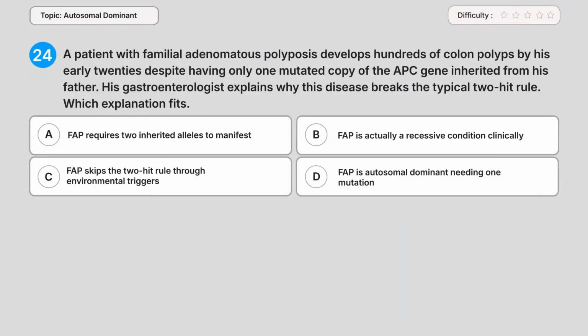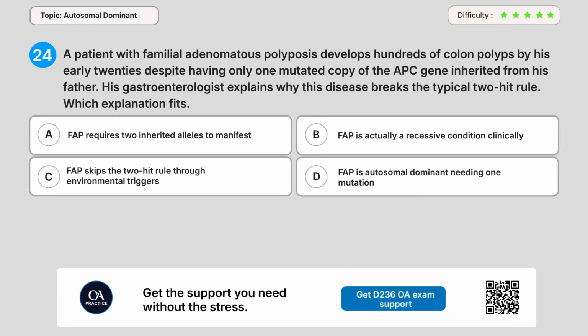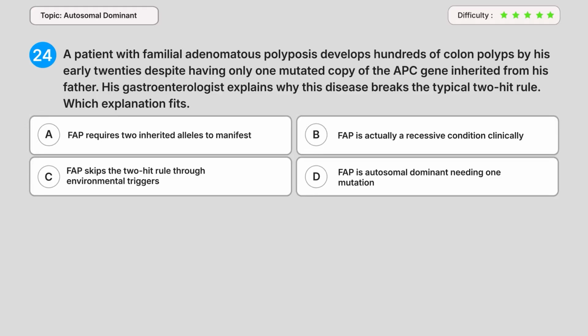Question 24. A patient with familial adenomatous polyposis develops hundreds of colon polyps by his early 20s, despite having only one mutated copy of the APC gene inherited from his father. His gastroenterologist explains why this disease breaks the typical two-hit rule.